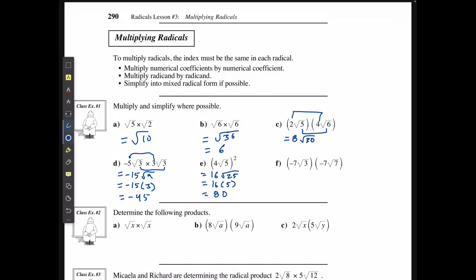And if I have negative 7 root 3 times negative 7 root 7, multiply the outside, multiply the radicands. Negative 7 times negative 7 gives me positive 49, and the square root of 3 times 7 is 21, and that can't get simplified any further.